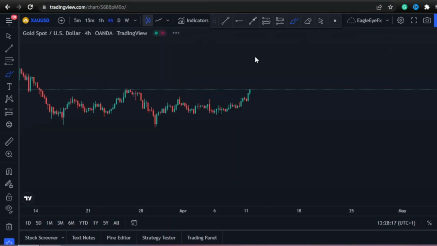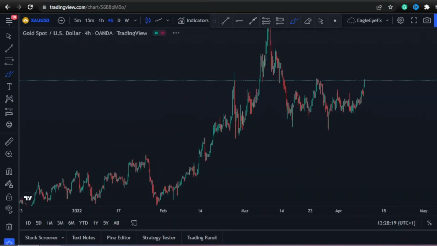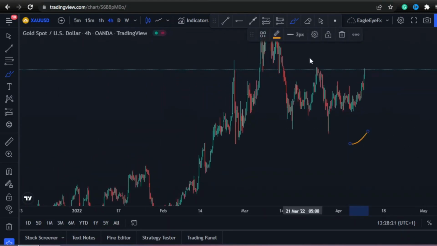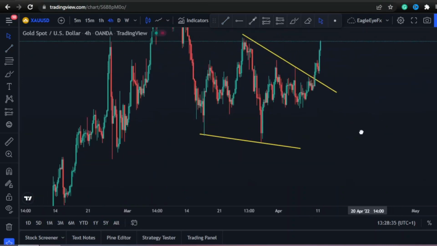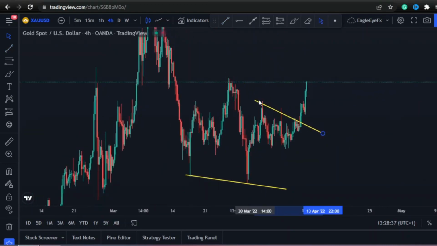So going to the 4-hour time frame, I'm going to show you this on my phone so that you can see how I took these trades. I'd actually drawn something like this, okay? I think I drew something like that, if I'm not wrong. And then I'll evolve this to here.